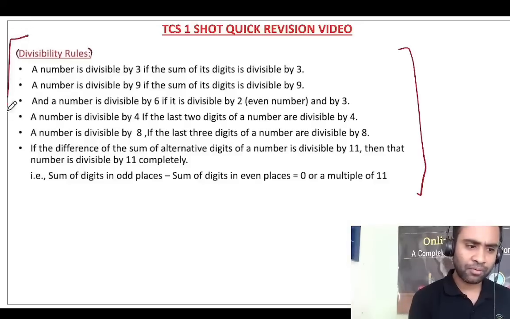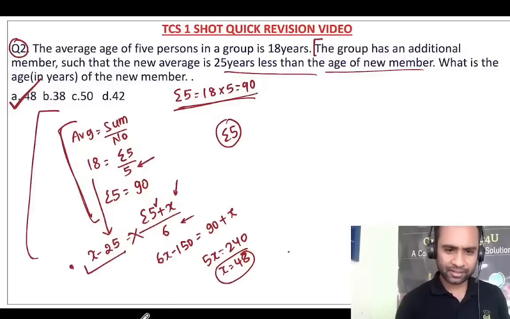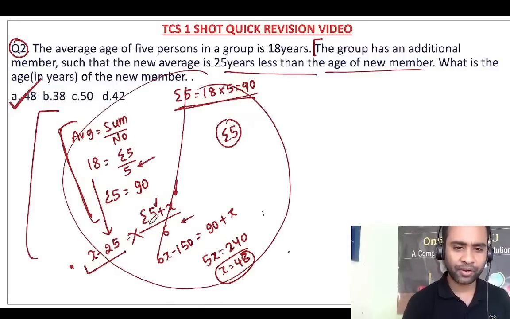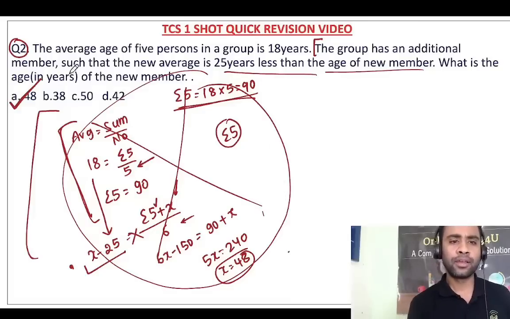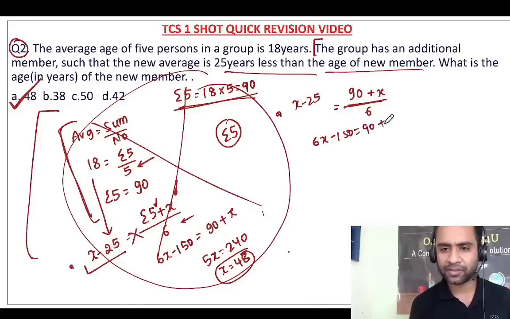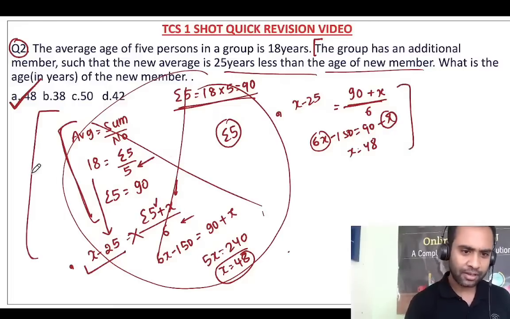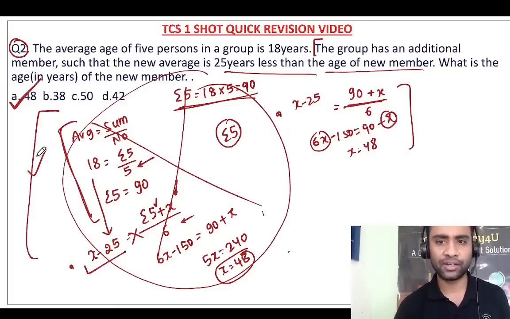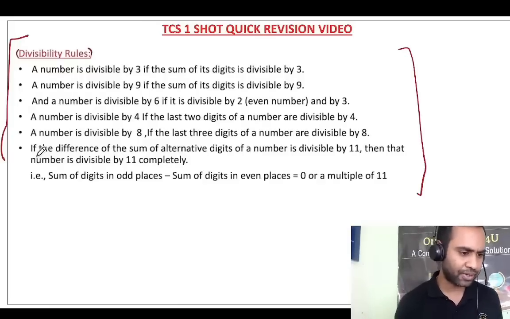See, this particular question is not this big, but because I explained it, it took time. Average age of 5 is 18. That means total 90. One person is joining, 90 plus x. It was 5 members, now it is 6 members. Average is now 25 years less than this. That's all, solve it. 6x minus 150 is equal to 90 plus x. So 5x is equal to 240, x is 48. 3 lines, done. I am writing this so that you understand it. Clear? Otherwise you can take the options and check them.